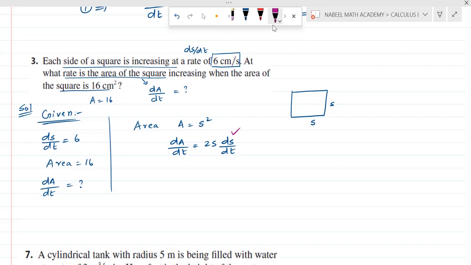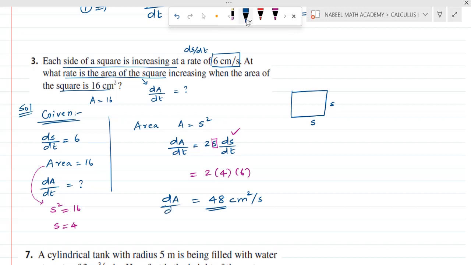Good. I have to find this one, but the side is still missing. How will you find the side? From this rule. There is one more piece of information given, the area. s squared is equal to 16. Take the square root, you will get 4. So I got the side s. Just substitute 2 times 4, and this is given in the question, which is 6. So this is equal to 48. Since this is the area, I write here centimeter square per second.